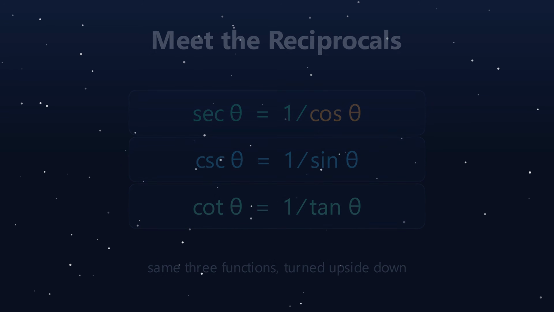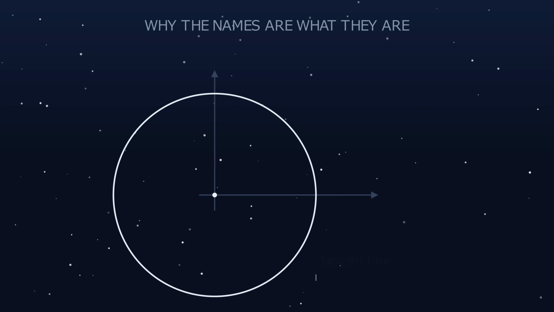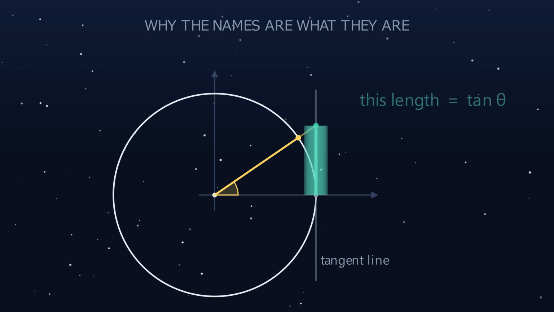Draw the tangent line, the line that just touches the circle on its right edge. Now extend the radius outward until it strikes that line. The piece of tangent line you just created has length exactly equal to the tangent of the angle. That is why it's called the tangent. And the slanted line from the center out to that meeting point, its length is the secant, from the Latin for to cut, because it cuts across the circle. These names aren't arbitrary, they are literally what you see.